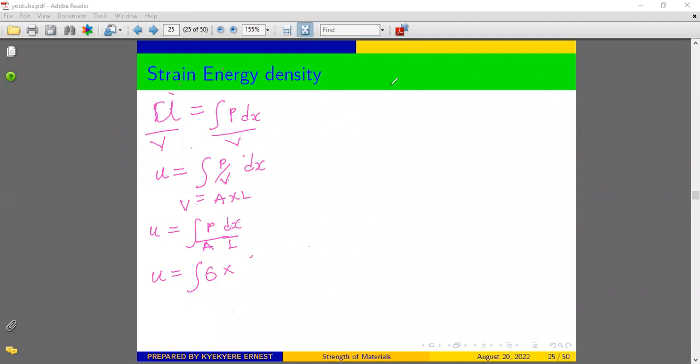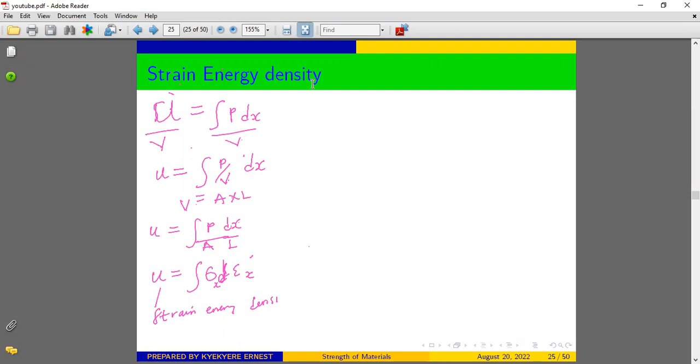So whatever is there will be equivalent to the strain, which is the epsilon x, the epsilon x. So this will be our formula for the strain energy density when we want to eliminate the effect of size on the work done. So we can say that this is the work done per unit volume.